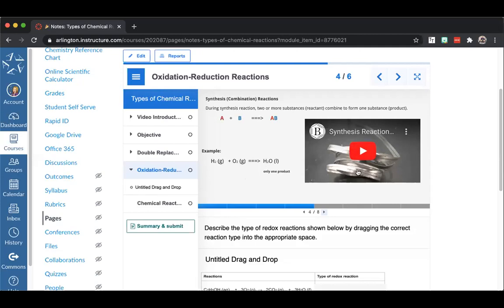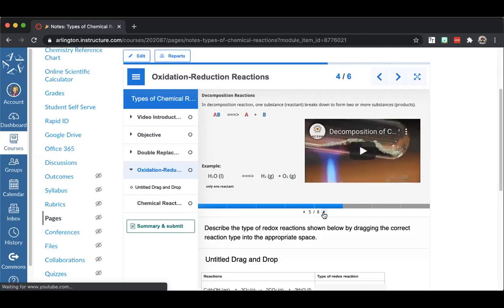There's also a video over here. It shows you a different one. This one, I believe, is reacting magnesium with oxygen in a flame, and you're making magnesium oxide. But that's typical for synthesis: you have two reactants and you make one product, one compound as the product. Okay.